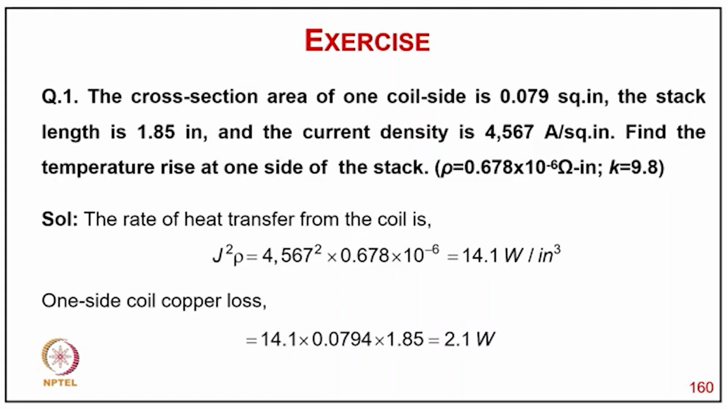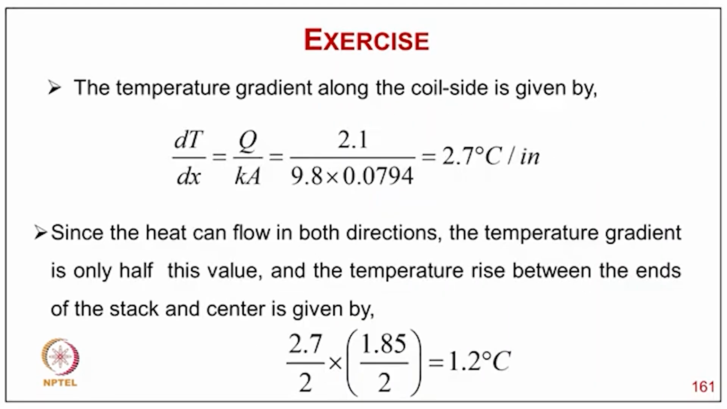So the rate of heat transfer from the coil is J squared rho. Putting in the values, it comes to 14.1 watt per cubic inch, and one side of copper loss, putting in the values, is typically 2.1 watt. So the temperature gradient along the coil is given by dT/dx equal to q upon k. Putting in the values, it comes to 2.7 degrees Celsius per inch. Since the heat can flow in both directions, the temperature gradient is only half of this value, and the temperature rise between the ends of the stack and the center, putting in the values, is 1.2 degrees Celsius.